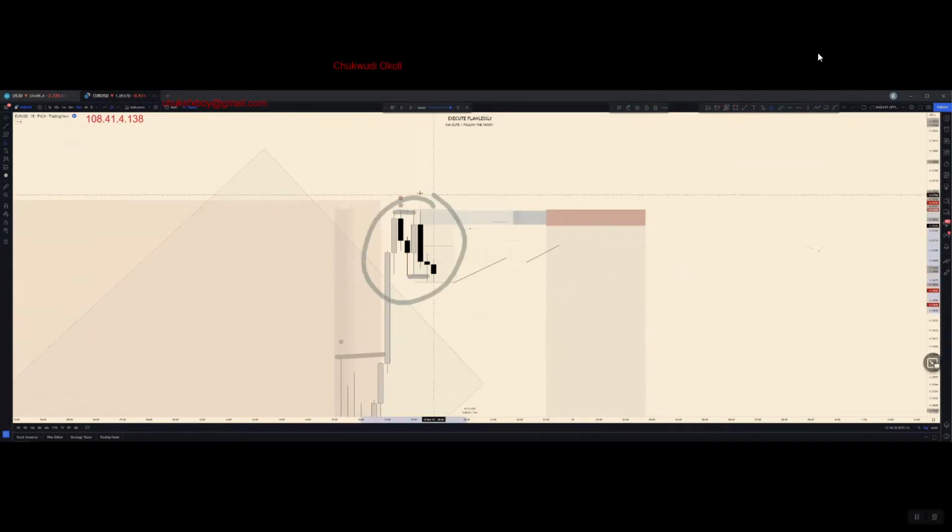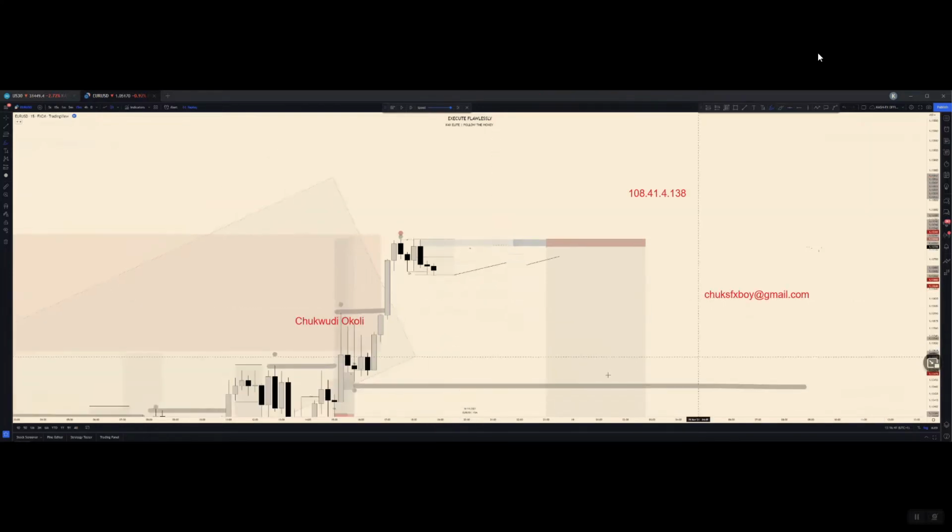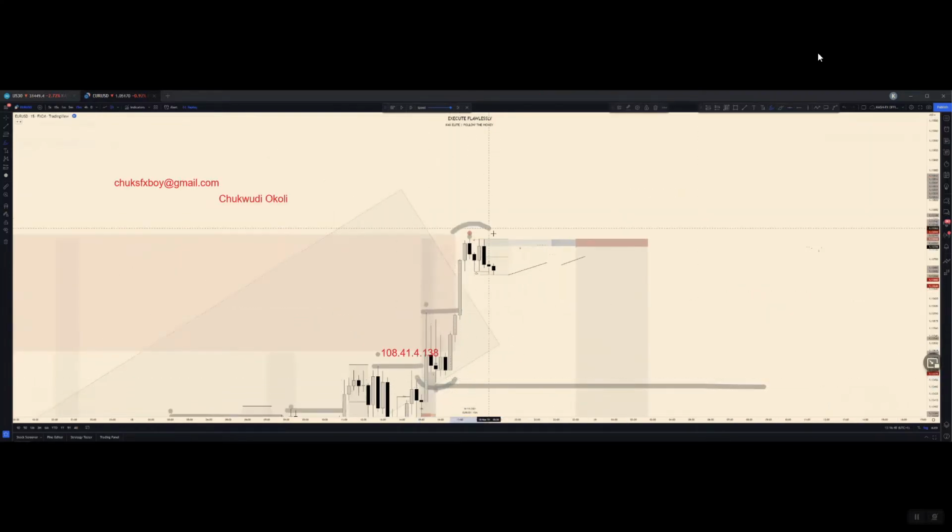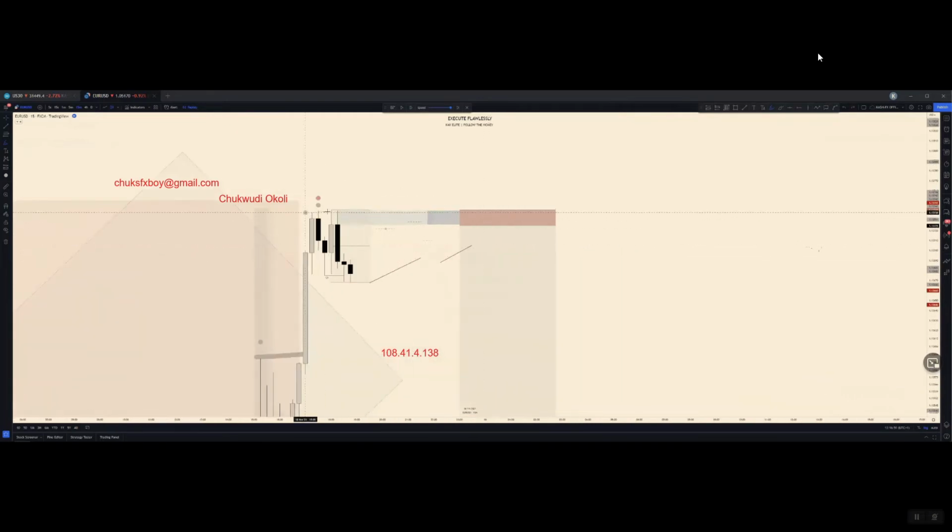Yeah, this is fine. But if this was a 4-hour chart, I would not classify that as a 4-hour order flow range. It will still be like the one lower, for example. But on the 15-minute, this is perfectly fine.